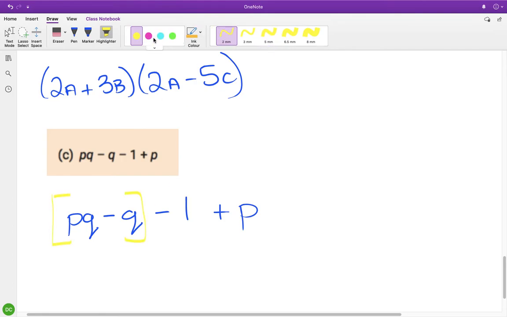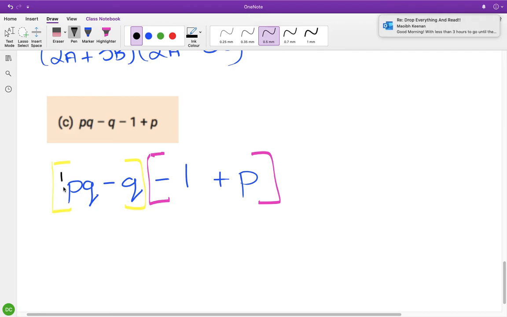Right, so let's pair them into our groups. So there's your first group and there's your second group. Yeah, so there's a load of invisible ones here. So there's an invisible one here and an invisible one here.